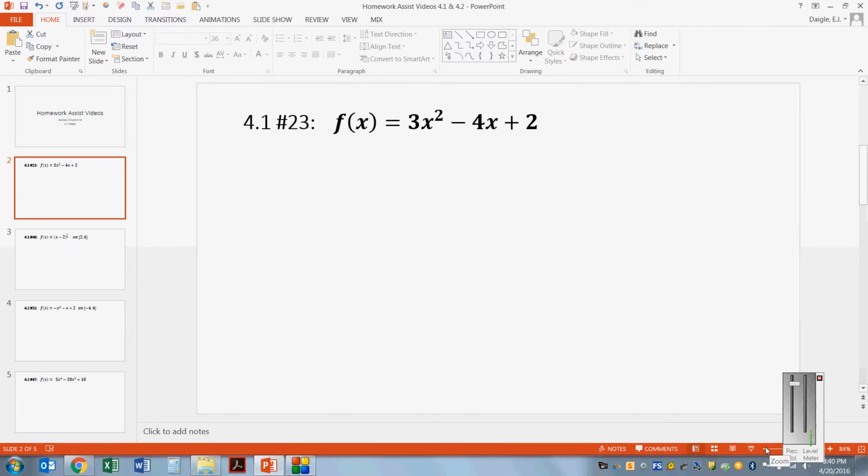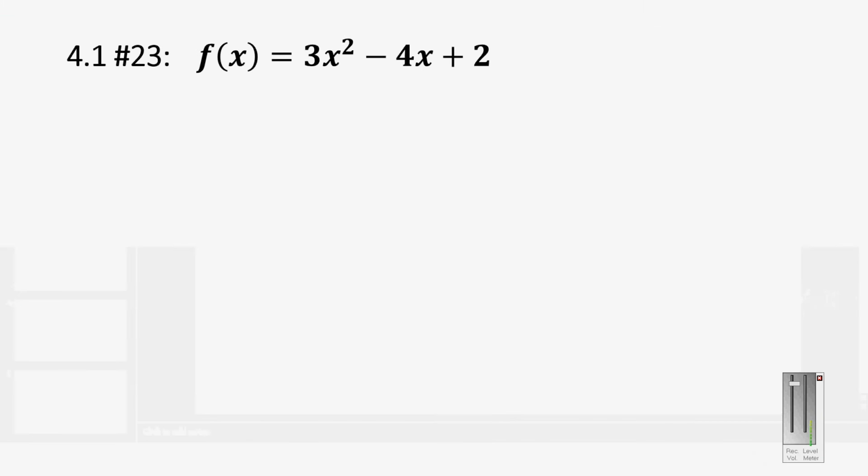Alright, so let's go ahead and take a look at 4.1 number 23. On 4.1 number 23, we're given a function, 3x squared minus 4x plus 2, and we need to find the critical points for the function on the domain or given interval. We're not given an interval in this case. Use a graphing utility to determine whether the critical point corresponds to a local minimum, local maximum, or neither.